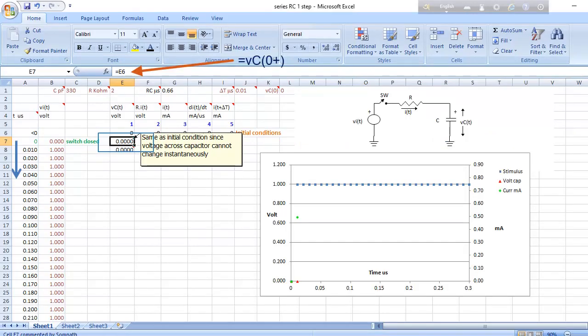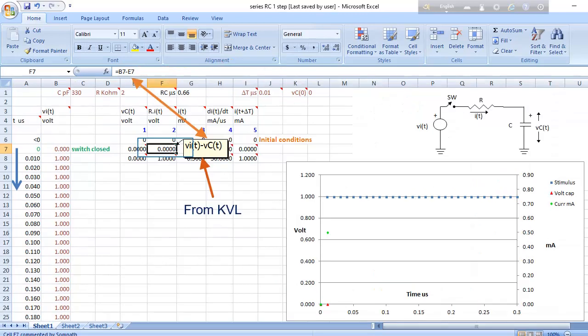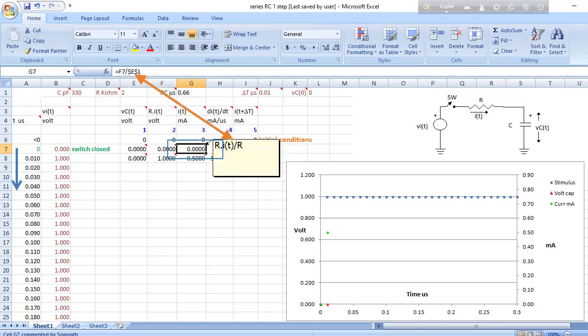Voltage across capacitor cannot change instantaneously, therefore it must be same as the initial condition. From KVL, stimulus voltage is equal to sum of resistor and capacitor voltages. Therefore, voltage across resistor is obtained by subtracting capacitor voltage from stimulus. Current is obtained by dividing resistor voltage by value of the resistor.